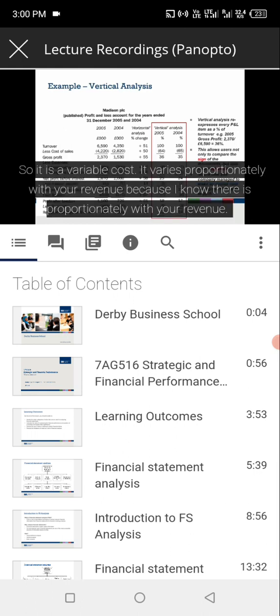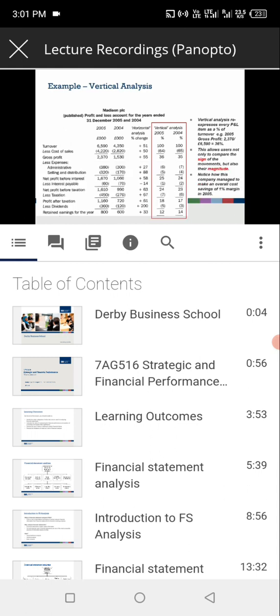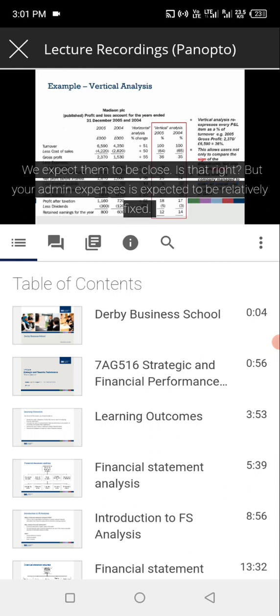So it is a variable cost. It varies proportionately with your revenue. Therefore, if you have a 51% increase in turnover, a 50% increase in cost of sales is not out of place. We expect them to be close. But your admin expenses is expected to be relatively fixed.